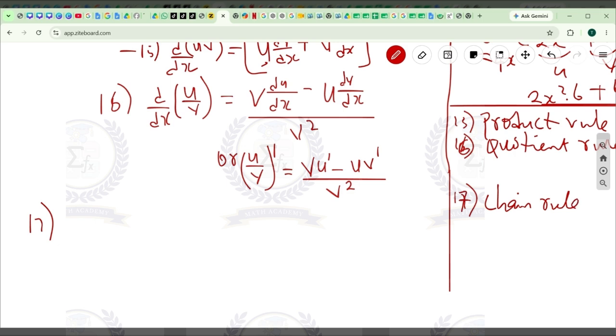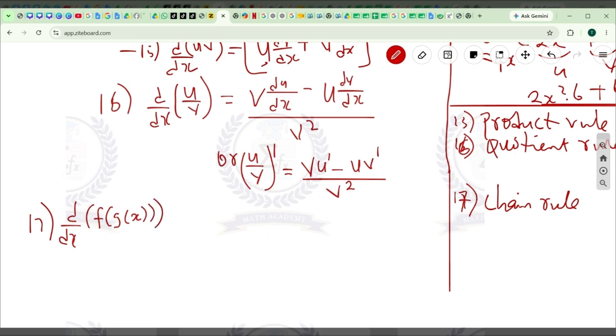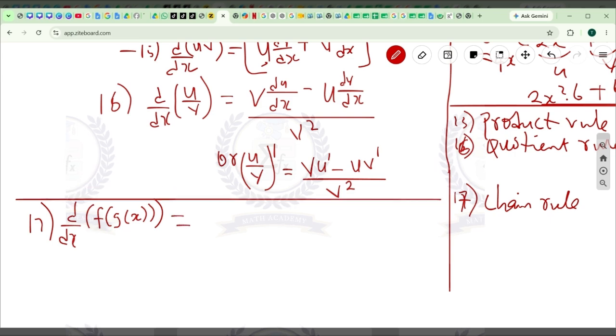This is what we call the chain rule. So the 17th one: if you are to differentiate f of g of x, these are two functions. The first function is f of x, the second function is g of x.